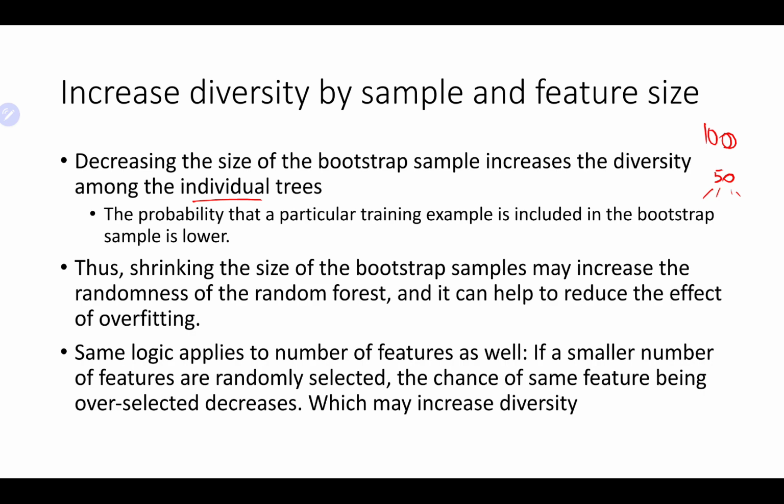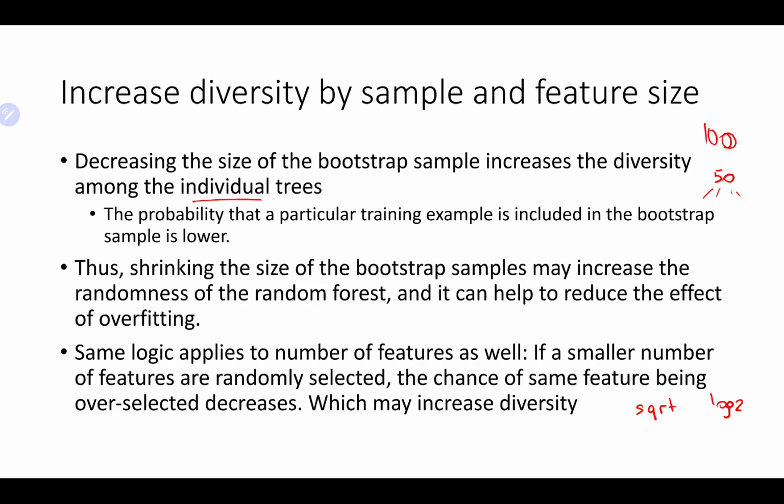So shrinking the size of the bootstrap sample may increase the randomness of the random forest, and it can help reduce the effect of overfitting. And we can apply the same logic to features as well. Some chosen values are square root or log 2, but we can lower this amount even further, such that at each node there will be even fewer features to consider. This might increase the diversity as well. Of course, if you decrease it too much, that might not be a very good idea.